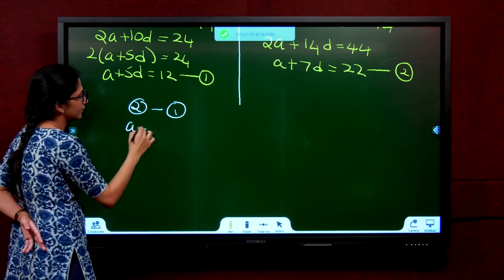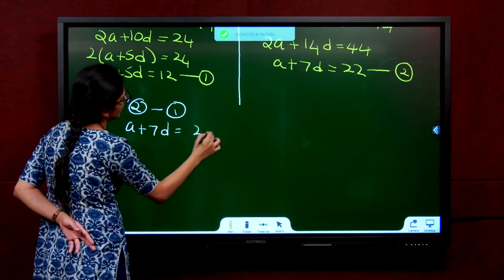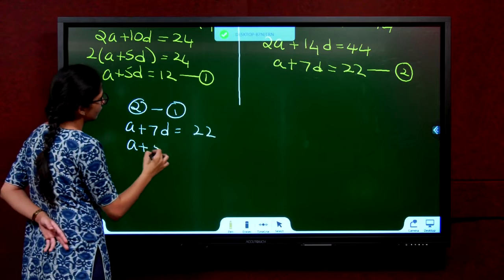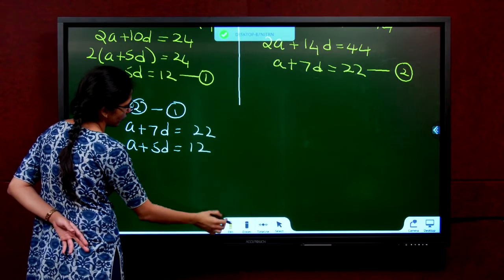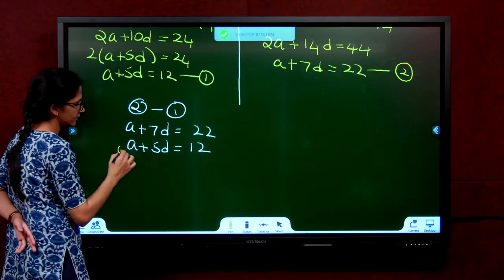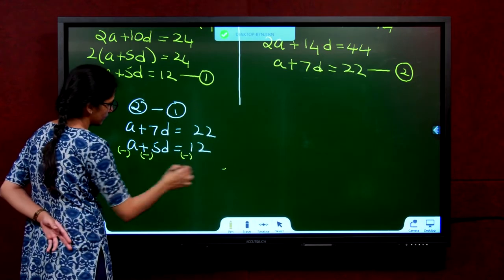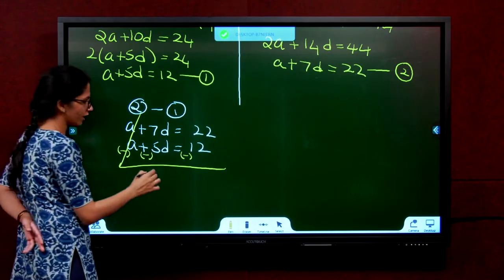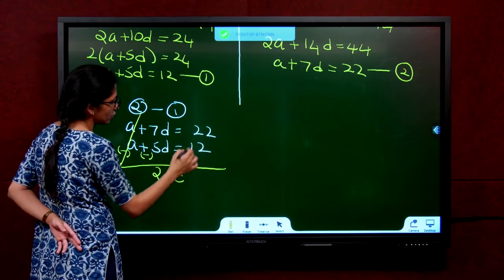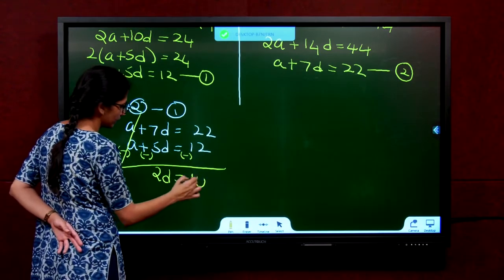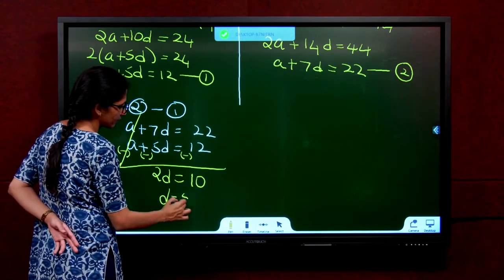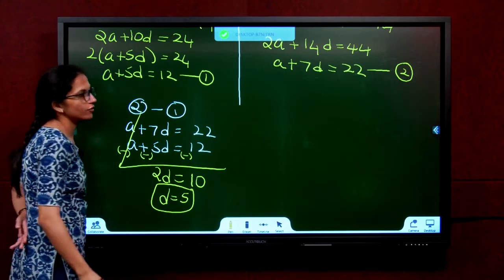A plus 7D equals 22. A plus 5D is equal to 12. Change the signs. 7D minus 5D is 2D. 22 minus 12 is 10. What is D? 5. We got D.